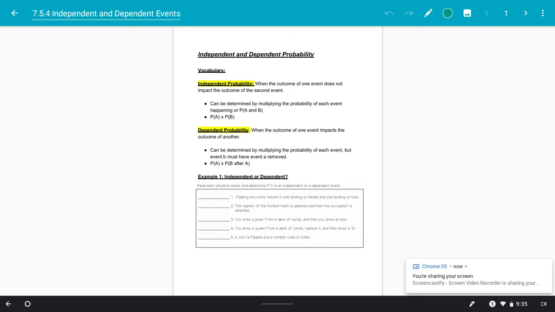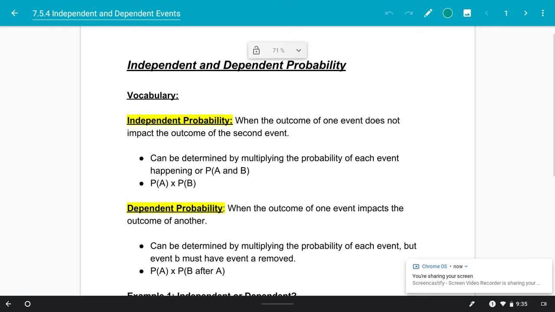Today we're going to talk about independent and dependent probability. As with everything that we've talked about in probability, our vocab is vital in order for us to understand what we're talking about. So, what does it mean to be independent or dependent probability? Independent probability is when the outcome of one event does not impact the outcome of the second event.